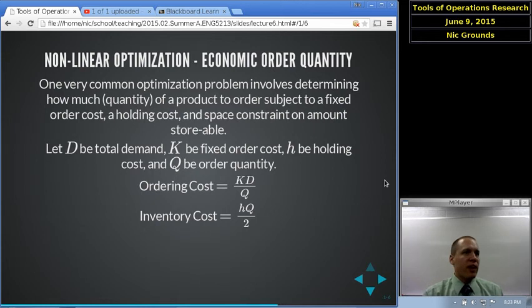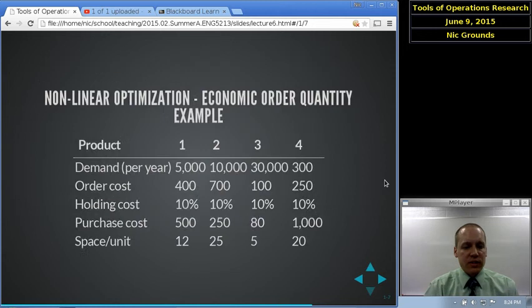So day 1 we have Q, day 2 we have 1 less than that, day 3 we have 1 less than that, 1 less each day until we run out. On average, over all those days, we had Q over 2 items. Multiply that by H, and that's your overall inventory cost. That is how much it costs to keep those things in stock. So the average quantity we had multiplied by the holding cost.